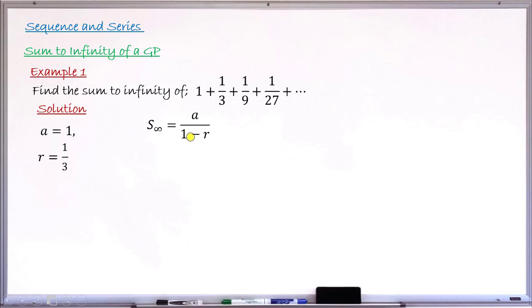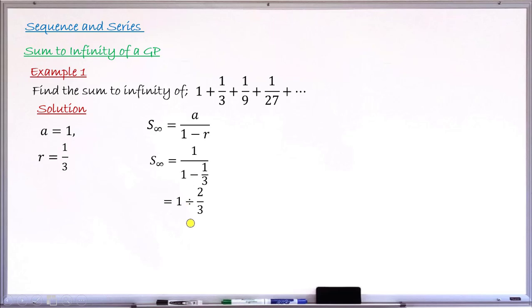So I'll now substitute in this formula. Substituting correctly, you now have 1 over 1 minus 1 over 3. Subtracting 1 over 3 from 1 gives a result of 2 over 3. And this 1 I have here is divided by this. So instead of the fraction bar, I now change it to the division symbol. So 1 divided by 2 over 3, where 2 over 3 is the result of subtracting 1 over 3 from 1.